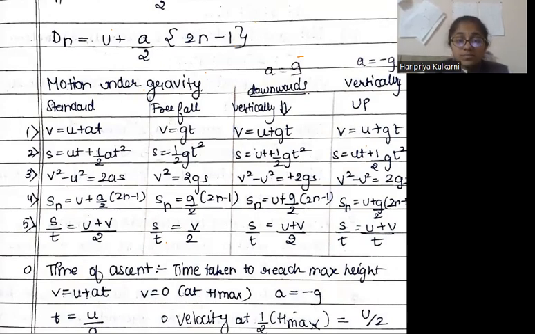Similarly, when an object is coming vertically downwards, right? So this is not a free fall. This is not coming down with the help of gravity. I am just releasing it with some initial velocity.